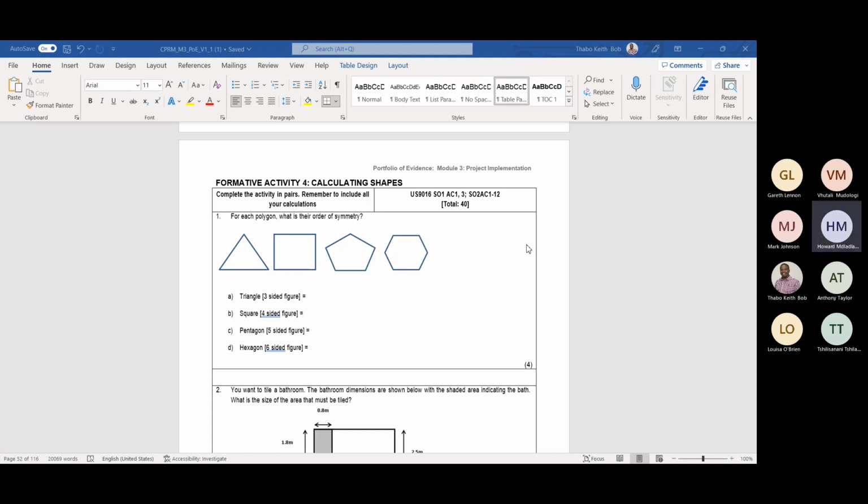On my side, I counted the symmetry lines, and it's 3 for a triangle, 4 for a square, 5 for a pentagon, and 6 for a hexagon. I think we are missing the question somewhere here, the order of symmetry. We need the facilitator to come and assist us with this, because the question is asking for each polygon, what is their order of symmetry?